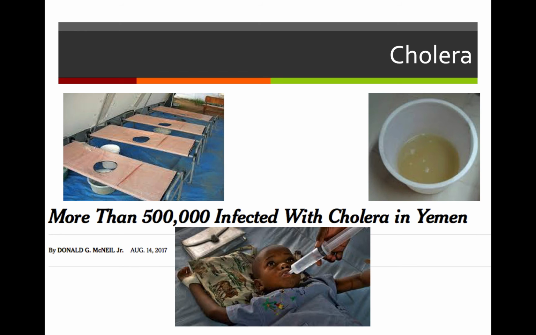So here's cholera. This is a headline from a few years ago, more than 500,000 infected with cholera in Yemen. The outbreak in Yemen is now associated with over 1 million cases, if I'm not mistaken. What you have in the top left is an image of what are called cholera cots. So the diarrhea has a relatively abrupt onset, and if the patient doesn't die, the patient will recover in 3 to 4 days. But that's if the patient doesn't die. The idea is you have to keep your patient alive long enough to clear the infection.